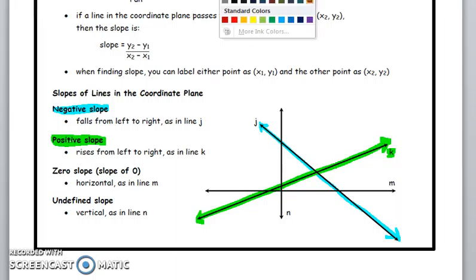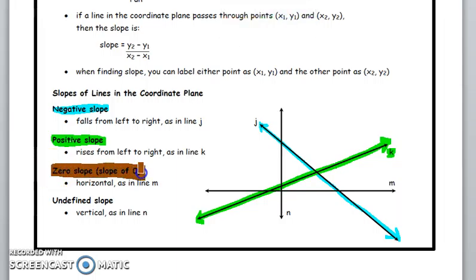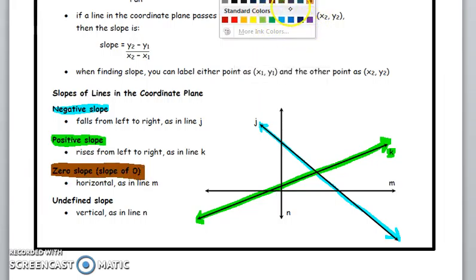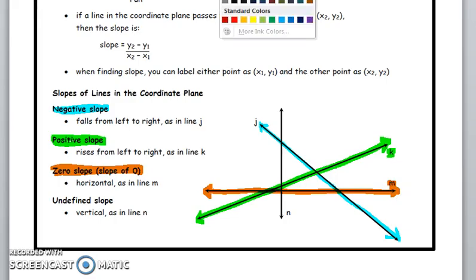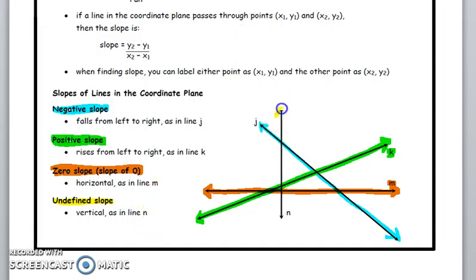We can have zero slope. So zero slope refers to a horizontal line. So I'm going to use a better color for that. A horizontal line, as in line M. So line M, this is a horizontal line, and this line has a slope of 0. And the last possibility here is having an undefined slope. Undefined slope happens whenever we have vertical lines, as in line N. So straight up and down lines like line N. And those are the 4 typical cases of slopes of lines in a coordinate plane.